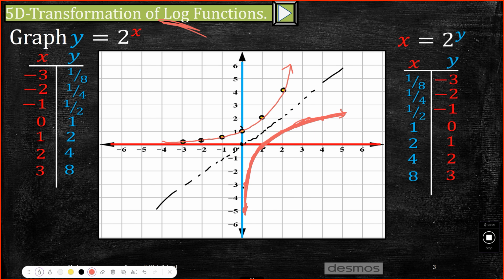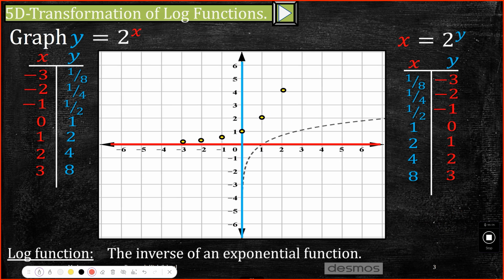So the inverse of this, of y equals 2 to the power of x, is going to be called y equals log with the base. The base is this base 2. So I'm going to put a log with the base 2 of x. So y equals log base 2 of x is this function right here. Yep, that's it. We created a new function we needed. Log function is the inverse of an exponential function.